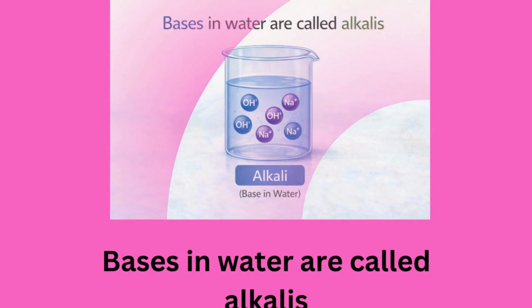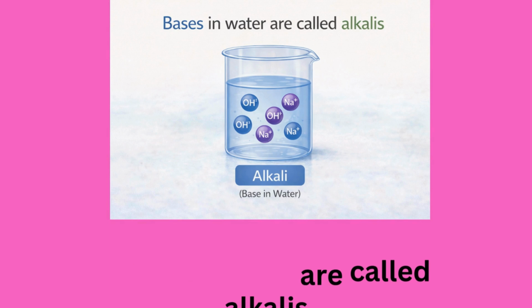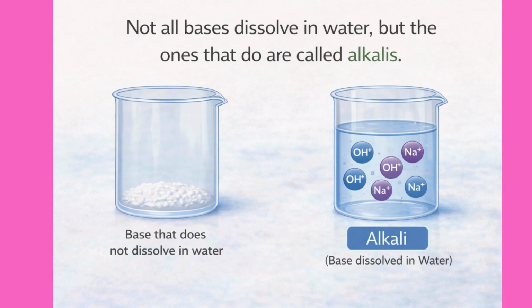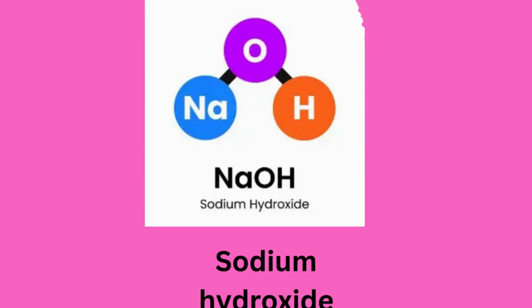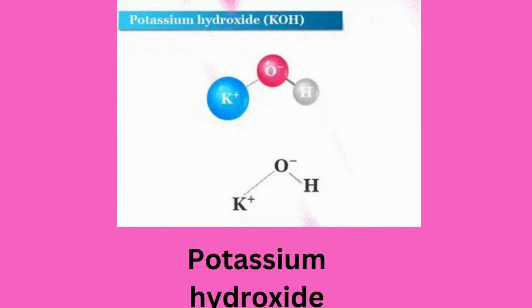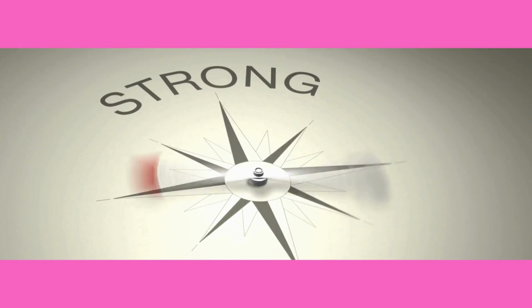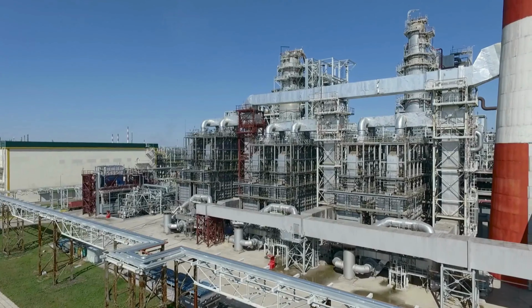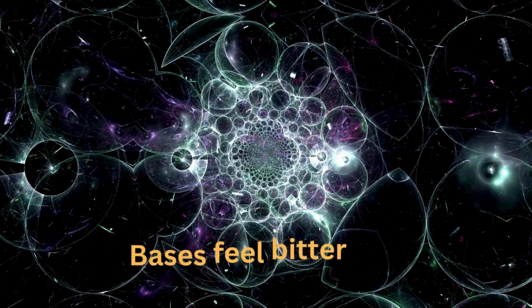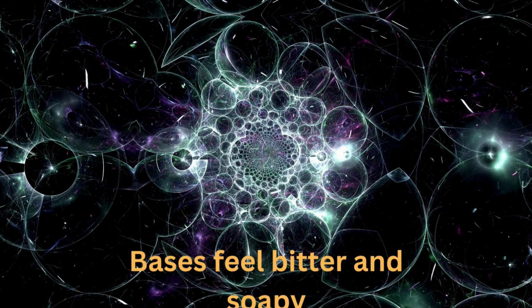Bases in water are called alkalis. Not all bases dissolve in water, but the ones that do are called alkalis. Examples, sodium hydroxide, potassium hydroxide. These are strong bases and are commonly used in industries. Bases feel bitter and soapy.